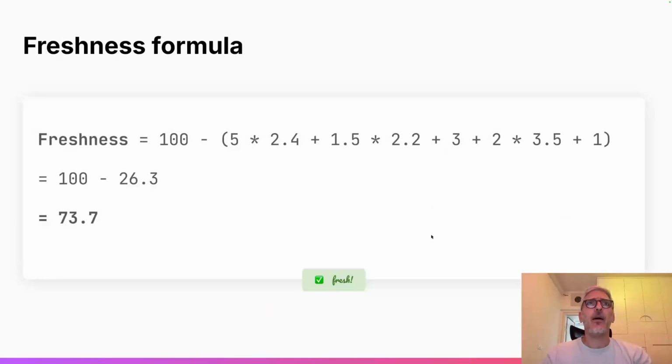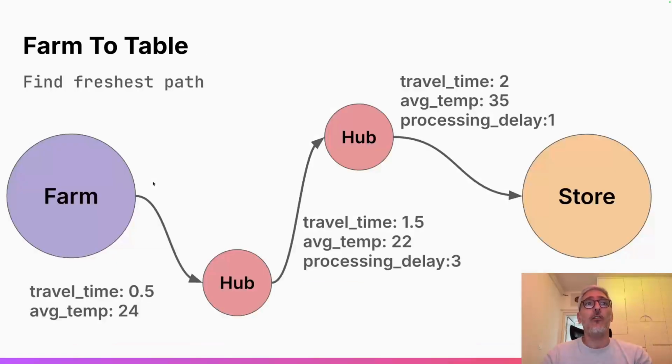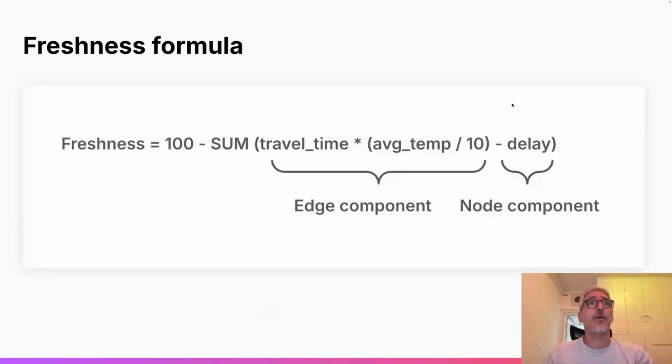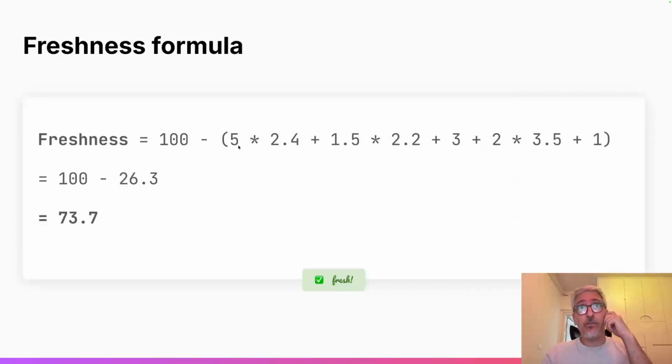So here's an example computing the freshness score of this particular path. So it's 100 minus whatever values we had there. The computation says that along that path we're going to get a freshness score of 73.7. All right.